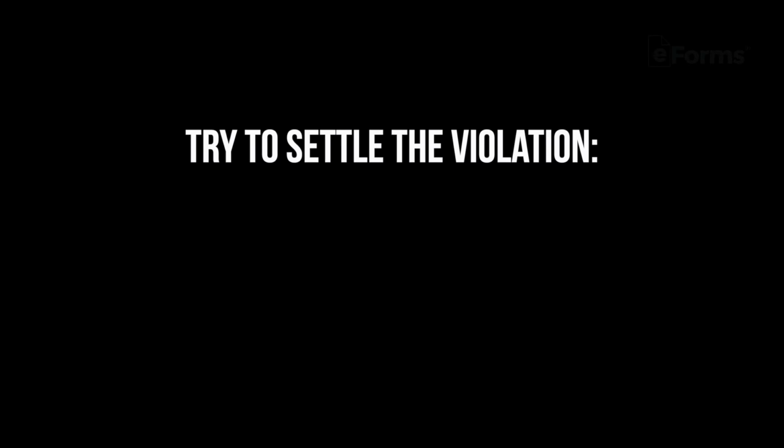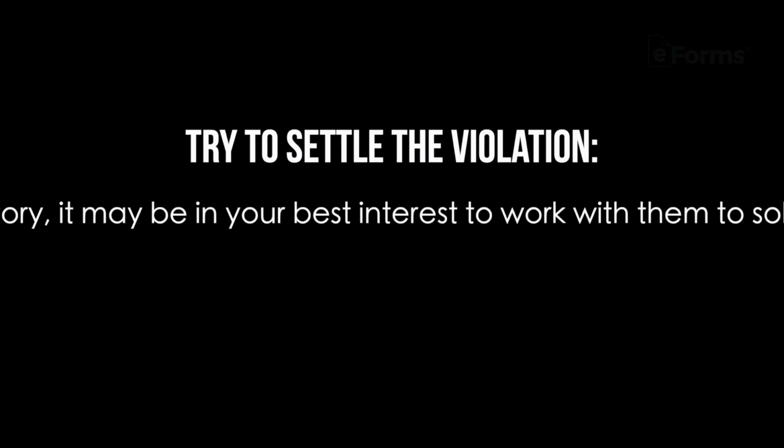7 steps to legally evicting a tenant. 1. Try to settle the violation. If your tenant has a decent rental history, it may be in your best interest to work with them to solve the issue before pursuing eviction.